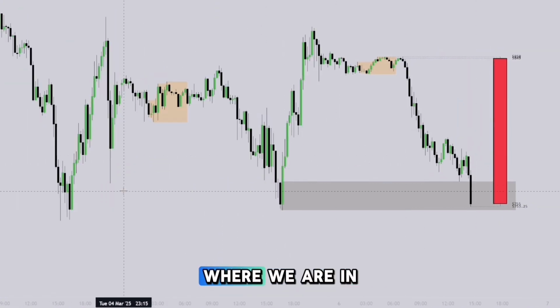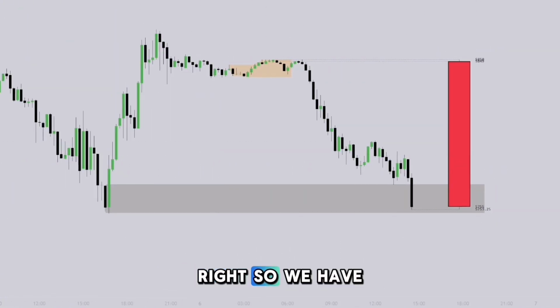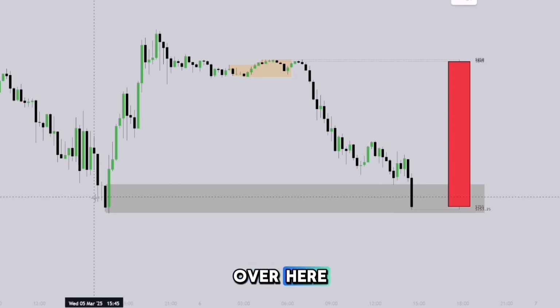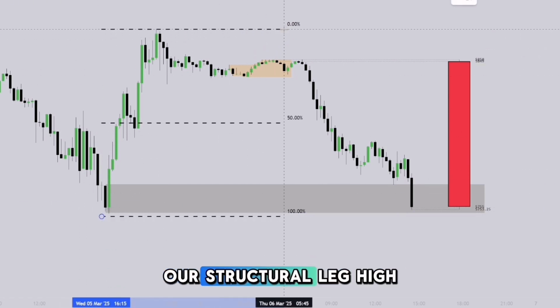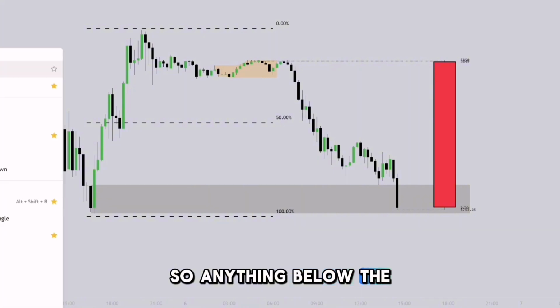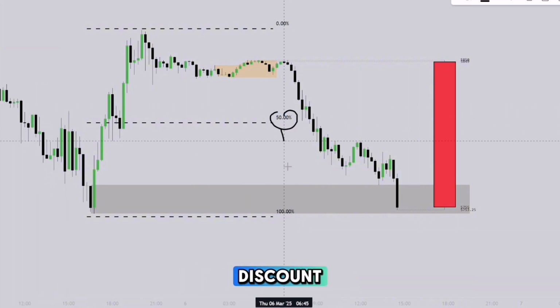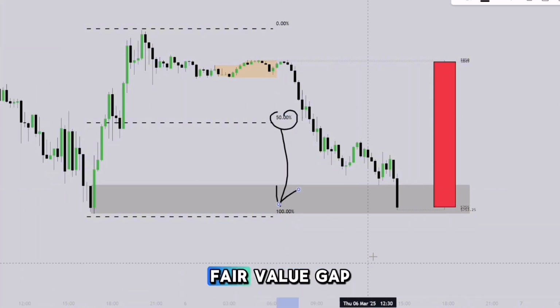We need to understand where we are in terms of our overall structure, right? So we have a structural leg resting over here. This is our structural leg low. This is our structural leg high. So anything below the 50% level is a discount. So this is where we're targeting. So this is a fair value gap.